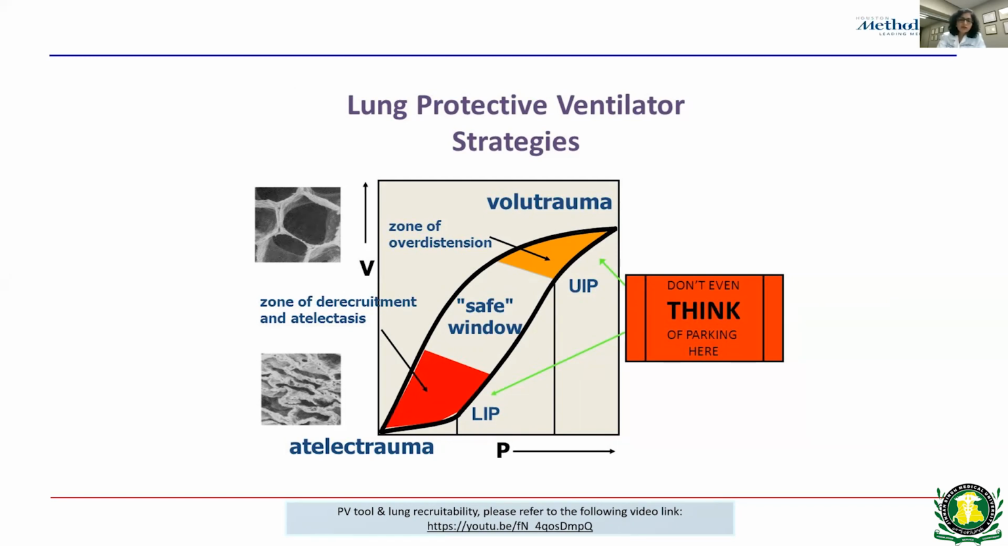So you don't want to be below the lower inflection point because that's where atelectasis happens. You don't want to be too overdistended above the UIP. That's where barotrauma and volutrauma happen. So the best and safest ventilation area is between the LIP and the UIP. Usually the PEEP is set about 2 centimeters above the lower inflection point.